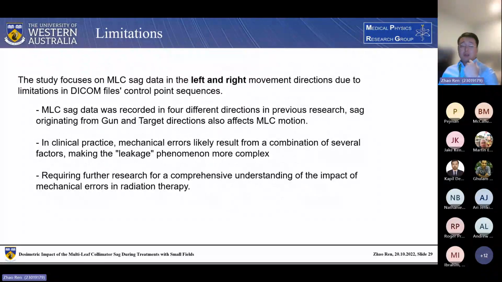The limitation of this project is that the study focused on the MLC sag data in the right and left movement directions, due to limitations in the DICOM file control point sequence. The MLC sag data was recorded in four different directions in previous research. Sag orientation from gun and target directions also affects MLC motion. And in clinical practice, mechanical error likely results from a combination of several factors, making the leakage phenomenon maybe more complex. So it requires further research for a comprehensive understanding of the impact of mechanical errors in radiation therapy.